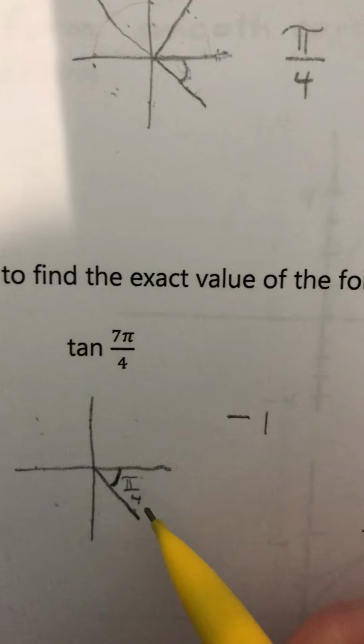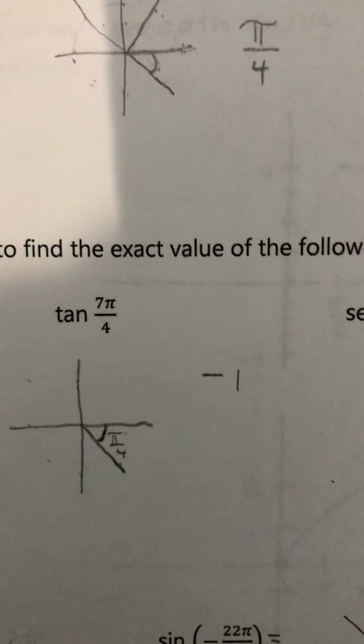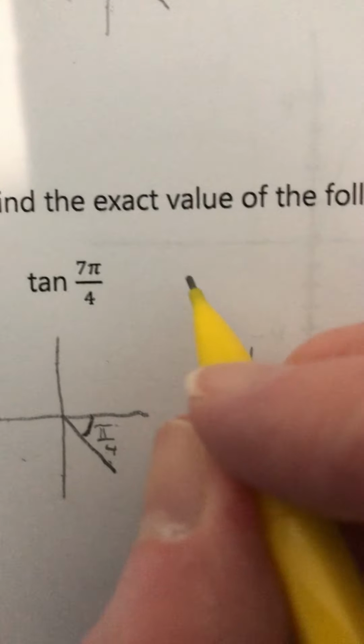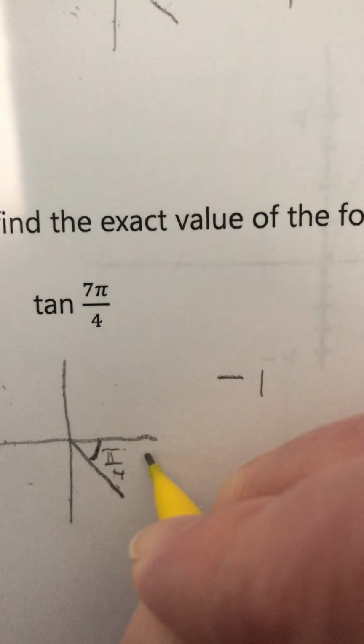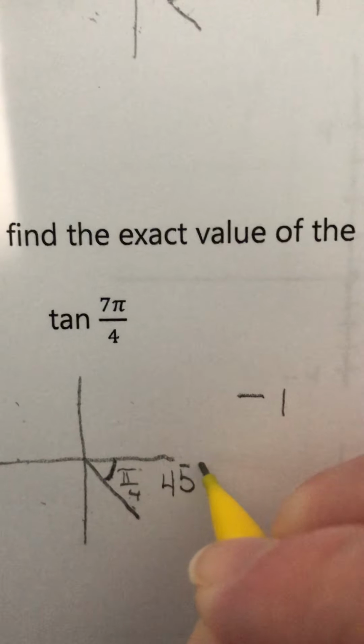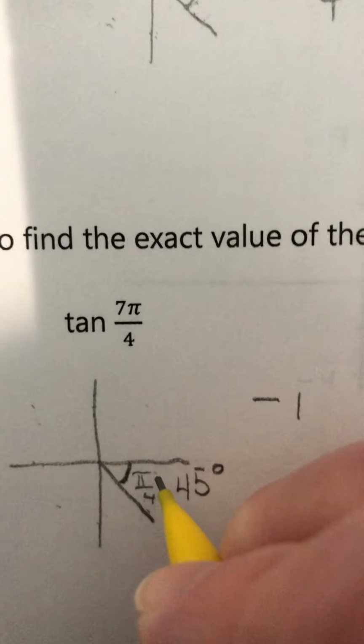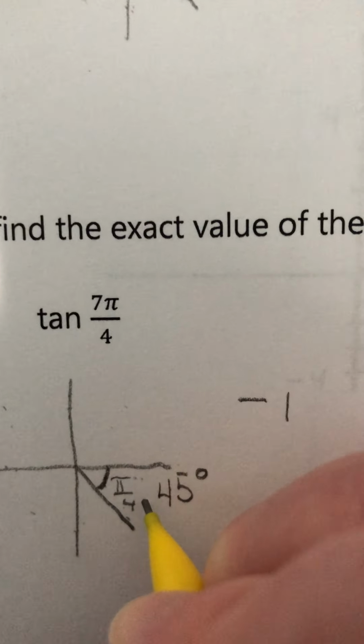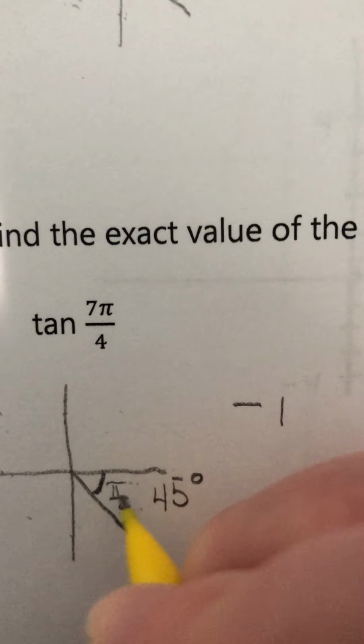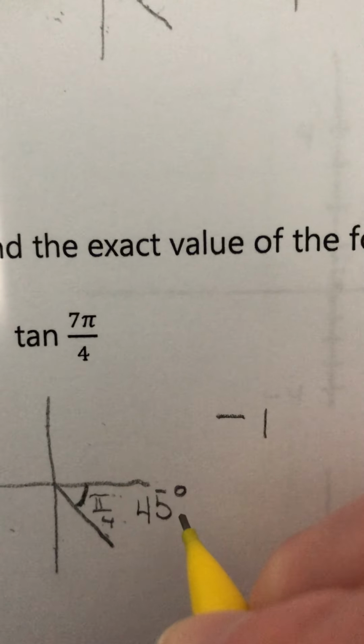So I want the tangent of pi over 4. The tangent of pi over 4 is also 45 degrees, if it helps you to think about it that way. I can get that by multiplying by 180 degrees over pi. The pi's cancel out, and that's where I'm getting 45 degrees.